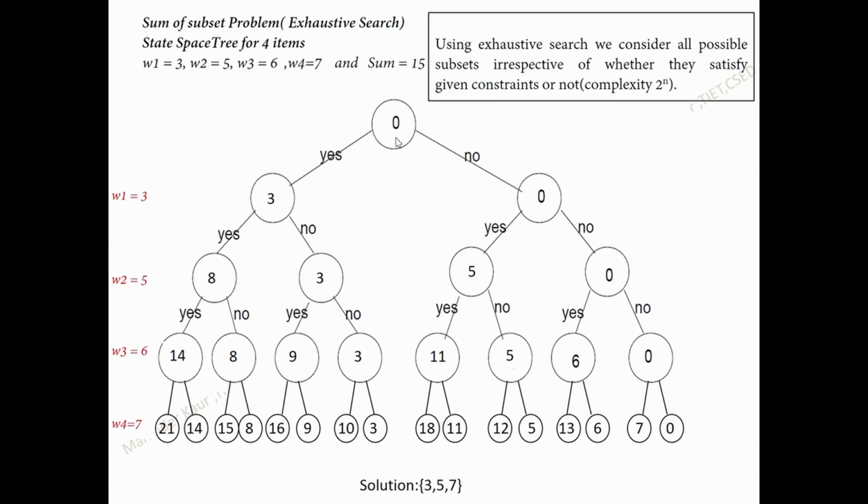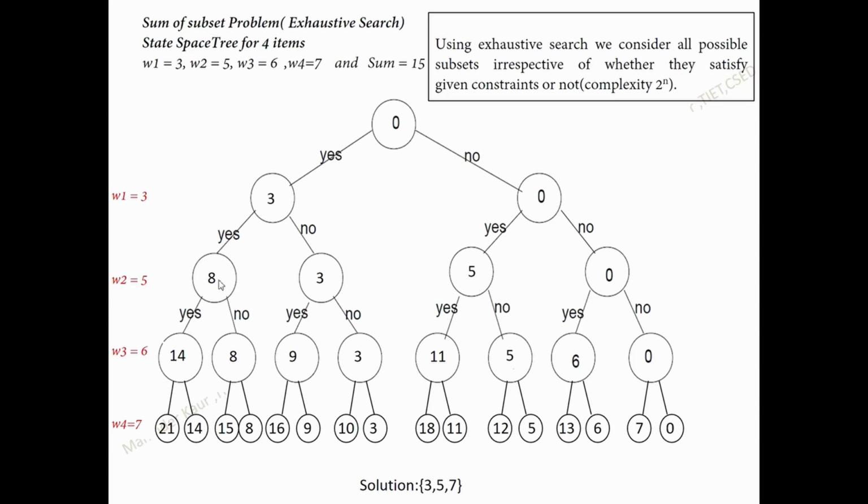This is the root node. The root node represents the starting point, and it represents that no decision about the given elements has been made yet at this point. This is the initial point from where to start. Now, first we will be choosing the first item, with w1 equal to 3. This level says we will be choosing the first item.